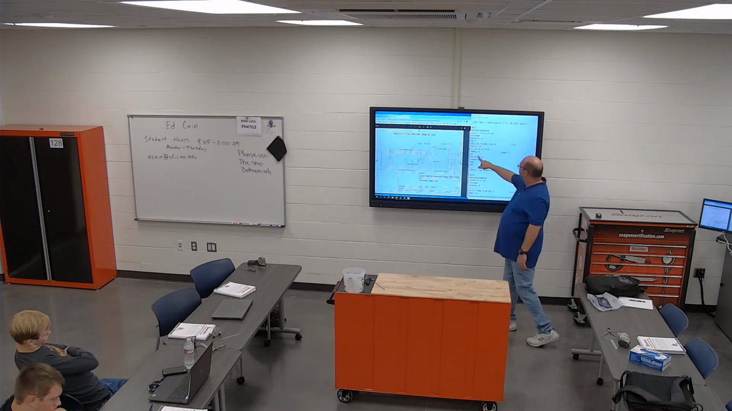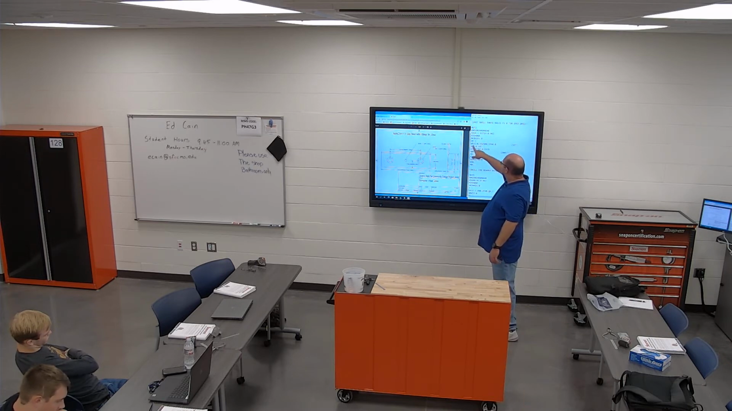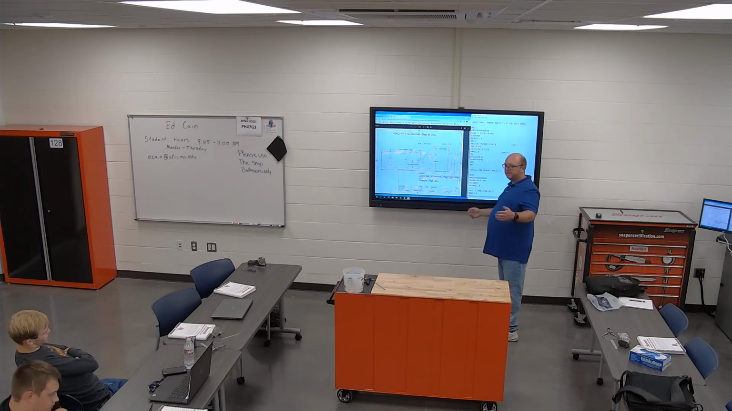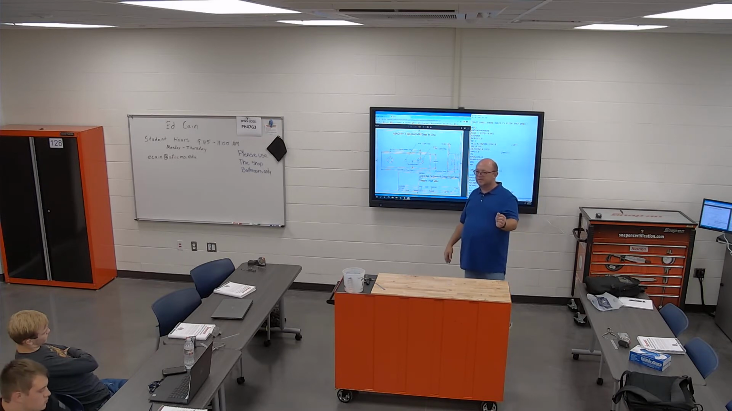G80 is the cancel for this canned cycle. The canned cycles, most of the cancels are, like if it's G82, then the cancel will be G80. Just like if it's 41 or 42, the cancel is 40. If it's anything with a zero usually.